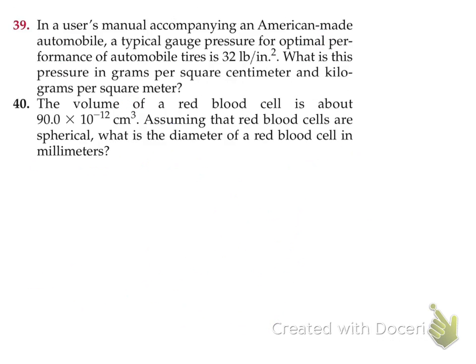Okay, so the other 2 look like this. Question 39, again, it has pounds per square inch, okay, and you're supposed to convert that. There's actually 2 parts to it. It says, what is this pressure in grams per square centimeter, and also kilograms per square meter. So actually, question 39 has 2 parts. Okay, and I just kind of said similar to 38.